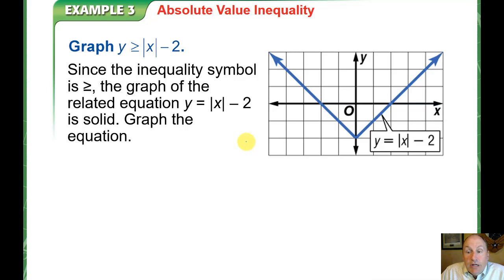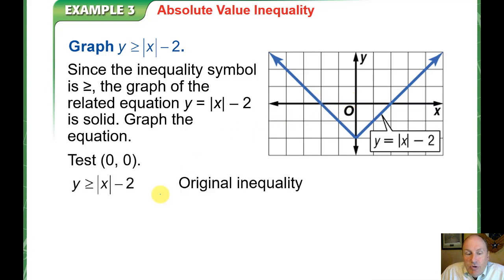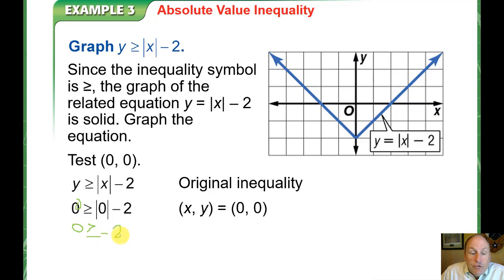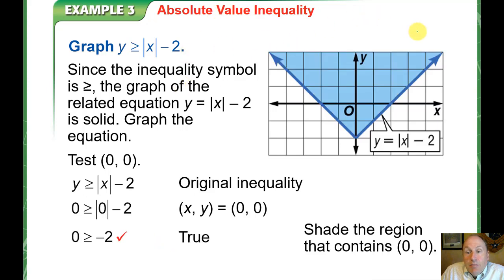So next thing we're going to do, we're going to test a point. Since 0, 0 is not on the boundary line, we're going to test it. And if I put in a 0, 0 into this inequality, I get 0 greater than or equal to absolute value of 0 minus 2. So it says that 0 is greater than or equal to negative 2. That's a true statement. Therefore, we're going to shade the part of the plane that includes our test point of 0, 0. So this area that's above this V, if you will, is the solution to our absolute value inequality.